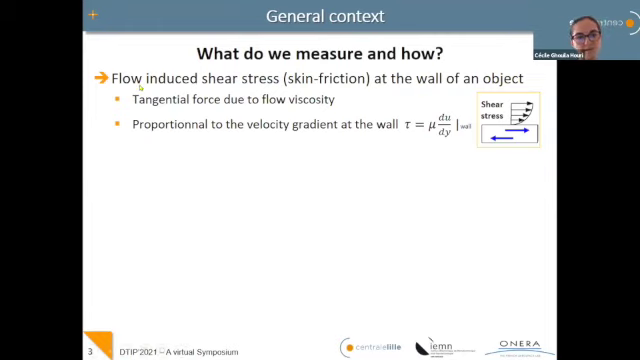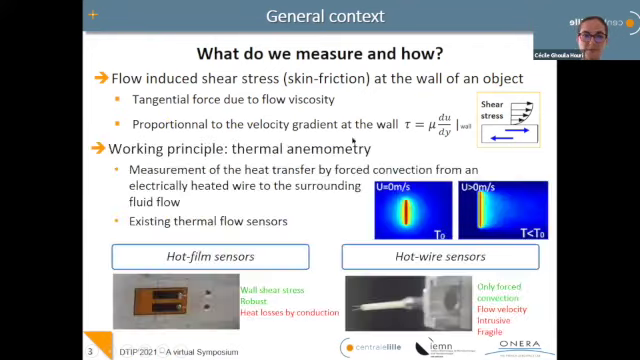So we want to measure the flow-induced shear stress, also called skin friction, at the wall of an object. So it's a force, a tangential force, which is due to the flow viscosity. So here you have a little schematic for the shear stress, and it is by definition proportional to the velocity gradient at the wall.